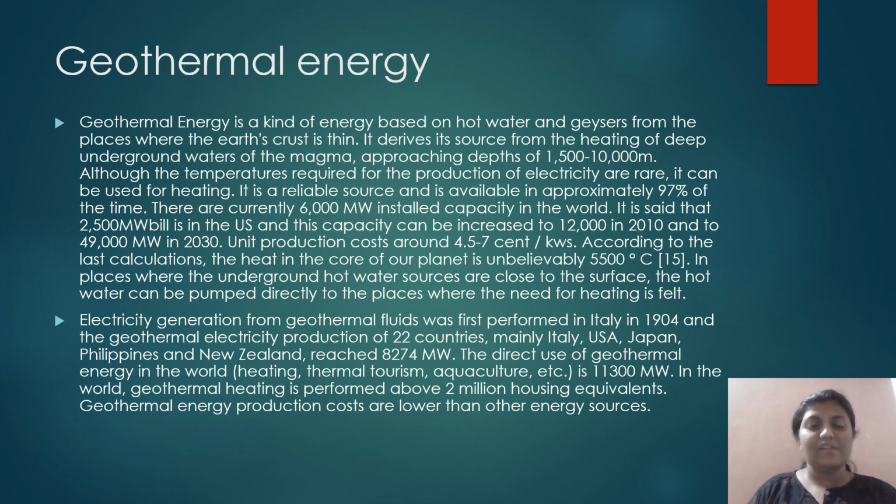According to the latest calculation, the heat in the core of our planet is an unbelievable 5,500 degrees Celsius, and in places the underground water sources are close to the surface. Electricity generation from geothermal fluid was first performed in Italy in 1904, and geothermal electricity production in 22 countries, mainly Italy, US, Japan, Philippines, and New Zealand, reached 8,274 megawatts.